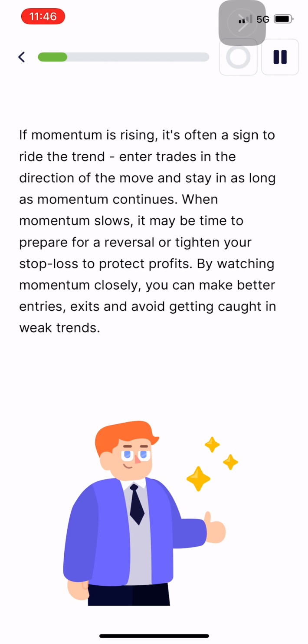If momentum is rising, it's often a sign to ride the trend. Enter trades in the direction of the move and stay in as long as momentum continues. When momentum slows, it may be time to prepare for reversal or tighten your stop loss to protect profits. By watching momentum closely, you can make better entries, exits, and avoid getting caught in weak trends.